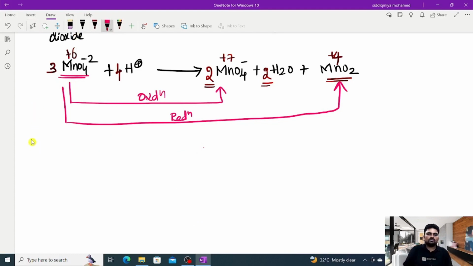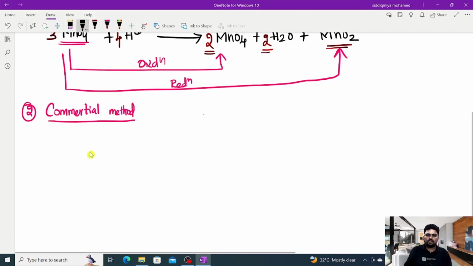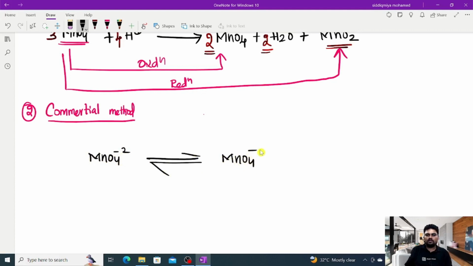So the second method is commercial preparation. Commercially, how to prepare permanganate: we have to take the manganate ion, MnO4 2-, and it will be converted into the permanganate ion, MnO4 minus, by electrolytic oxidation.